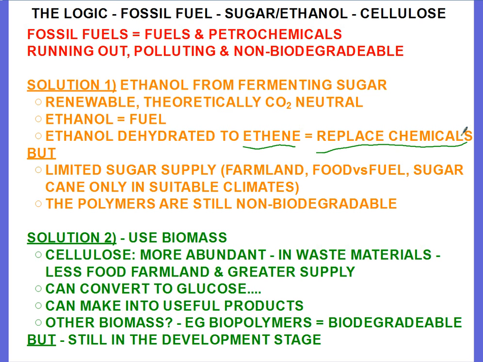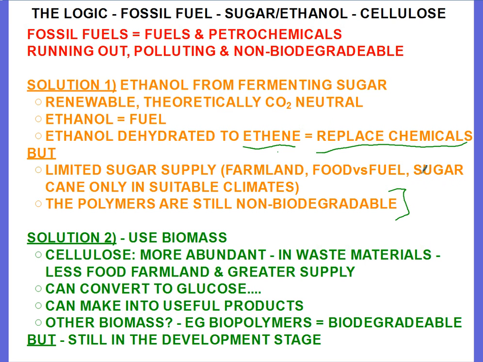But there's some problems with ethanol we learned too. First of all, there's limited sugar supply. It takes farmland to grow sugarcane and sugar, and therefore you lead to the whole food versus fuel debate. And also sugarcane can only be grown in certain climates. This is why Brazil has been so effective using its ethanol fuel, because it's got the climate that can grow sugarcane, but not everyone in the world can grow sugarcane and get sugar directly to make ethanol directly. So there's some problems there. And also the polymers we make from ethylene, even if it's bioethylene, the polymers themselves, we make polyethylene from this ethene, it's still going to be non-biodegradable polymer. So there's some problems with using ethanol.